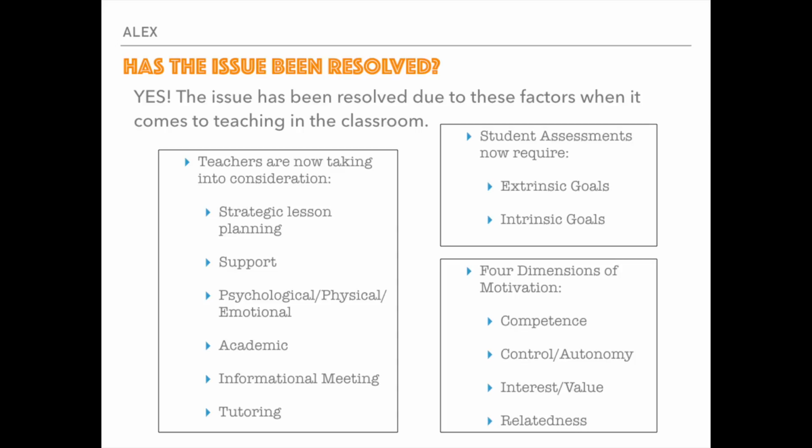Has the issue been resolved? Yes, the issue of motivation has been resolved due to the factors below. As teachers, we have taken important factors when it comes to teaching inside of a classroom. Teachers are now taking into consideration when teaching in a classroom the following: strategic lesson planning, support inside and outside the classroom, psychological, physical, and emotional abilities when it comes to performing the lesson, academics, holding information meetings for better understanding, tutoring for students who need the extra help. Student assessments now include extrinsic goals and intrinsic goals and include the 4 dimensions of motivation: competence, control and autonomy, interest and value, and relatedness.